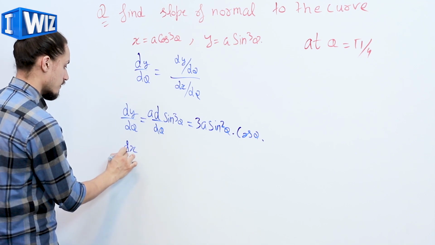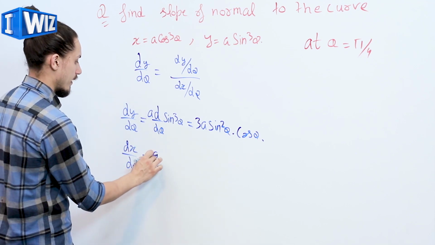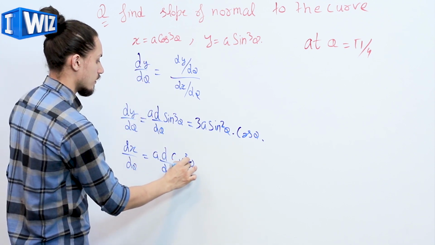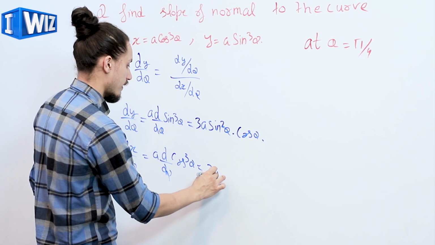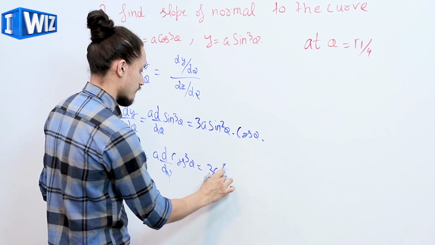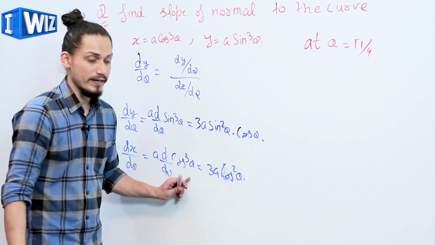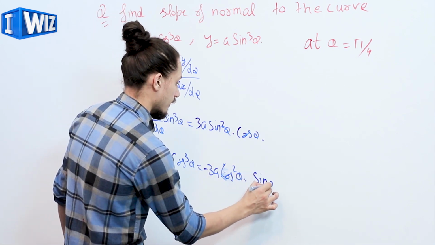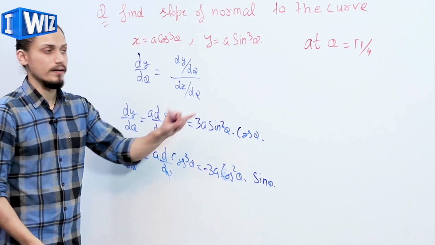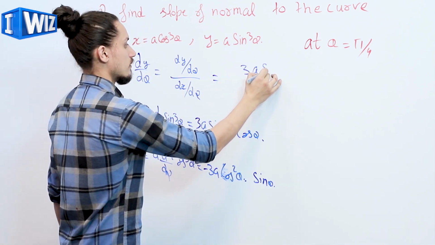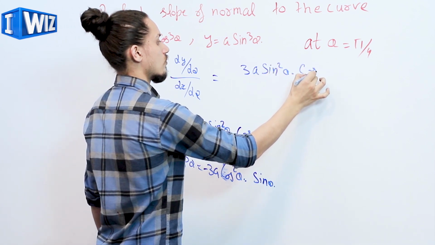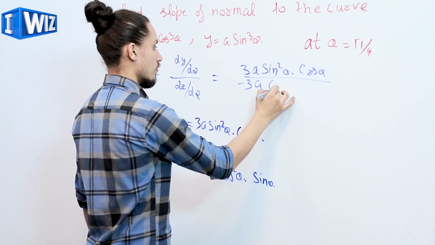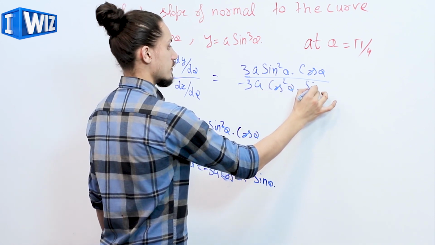Second, dx by d theta will be equal to a into d theta of cos cube theta, which is equal to 3 times a cos square theta into the derivative of cos theta, which is equal to minus sin theta, so negative sin theta. So using these two values here we get 3a sin square theta cos theta divided by minus 3a cos square theta into sin theta.